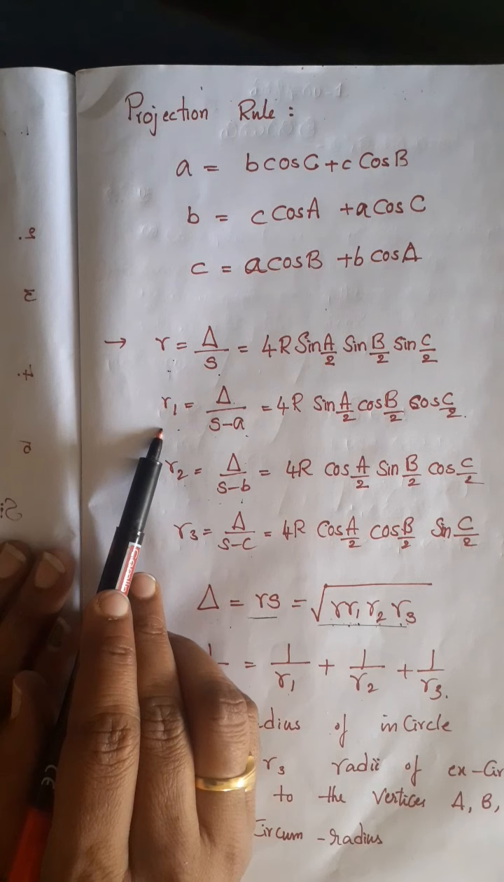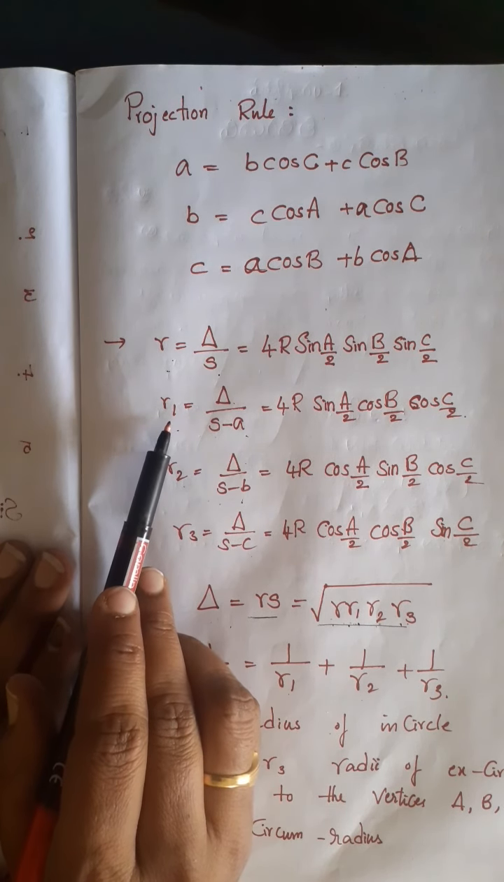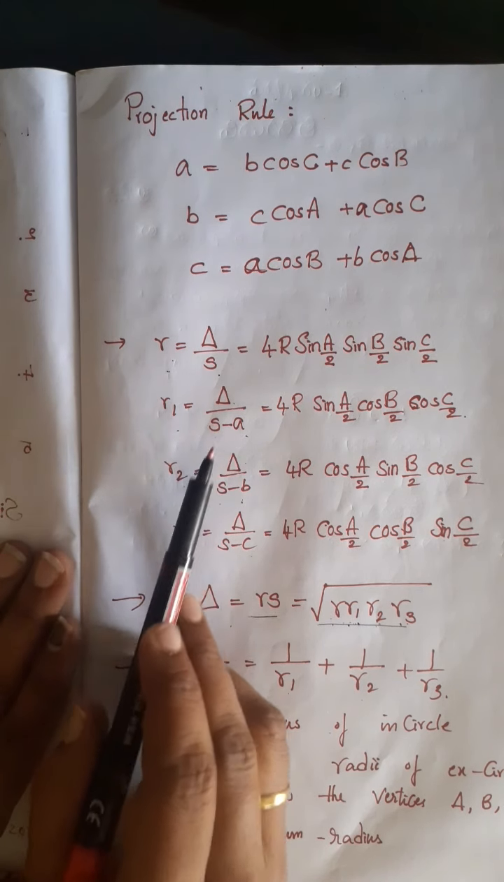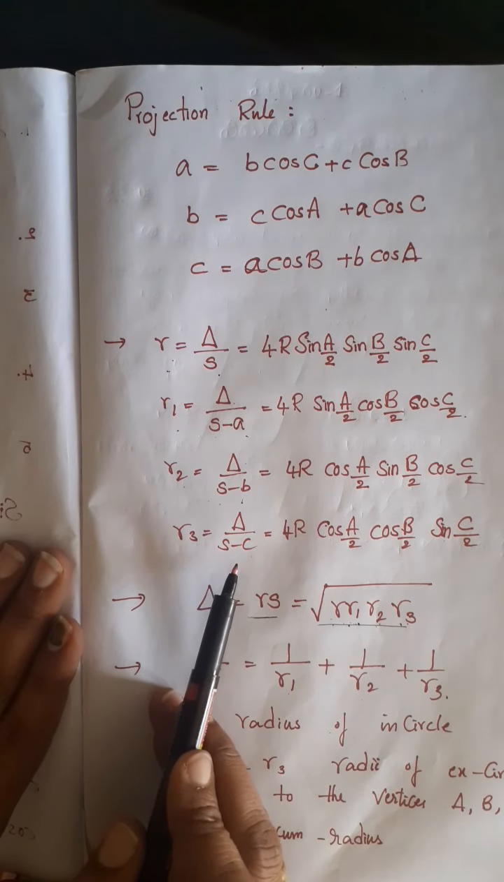r1 is equal to what? r1 is the radius of the excircle opposite to capital A. So delta by s minus a. r2 is delta by s minus b. r3 is equal to delta by s minus c.